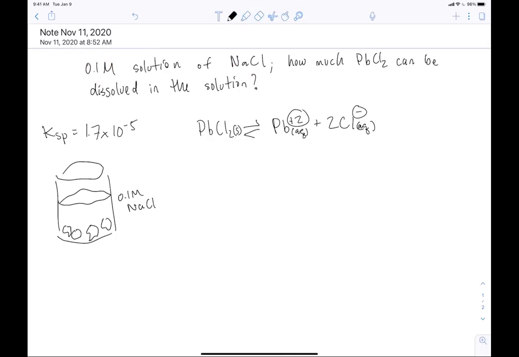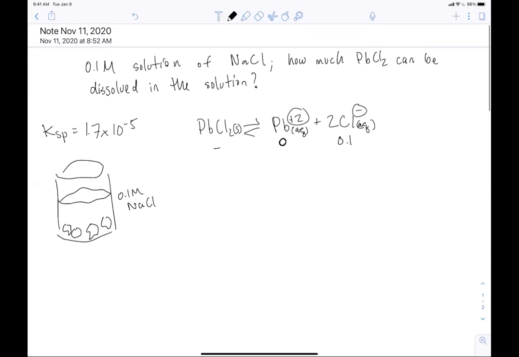We have to account for that. So our starting amount of chloride is 0.1, and our starting amount of lead is 0. That's really the only difference here: I know I'm starting out with 0.1 molar chloride, because that's what this is telling us up here.